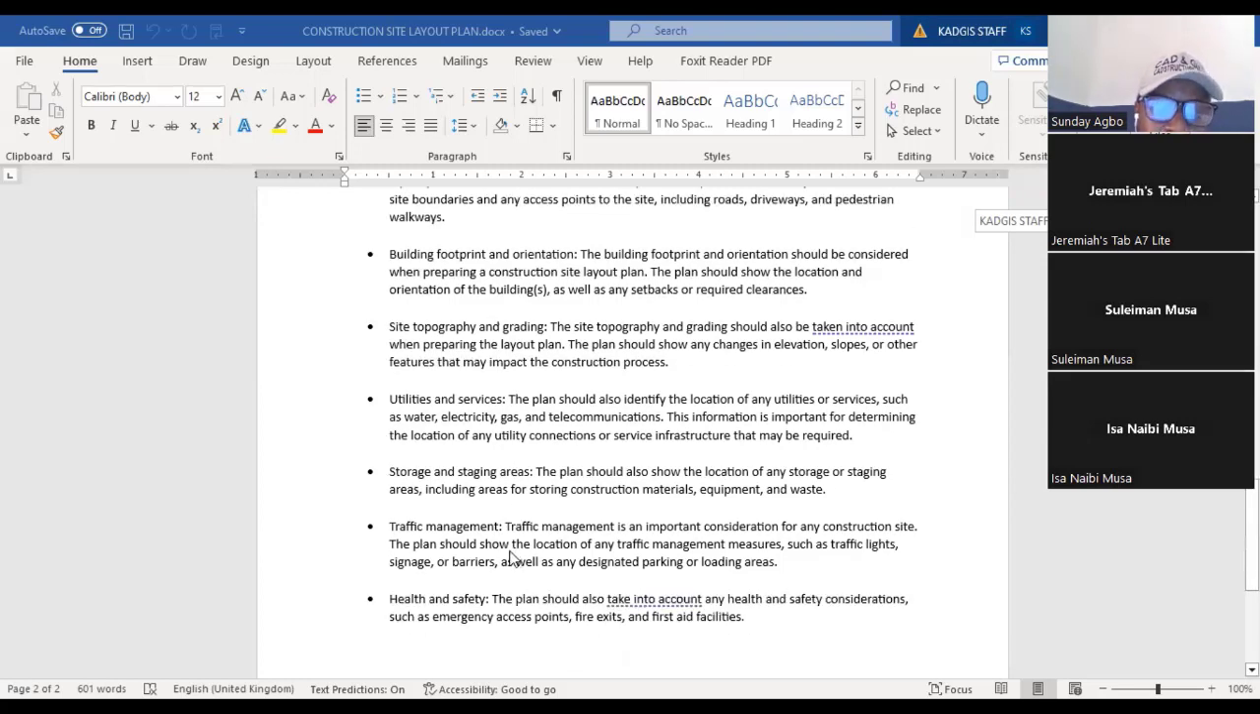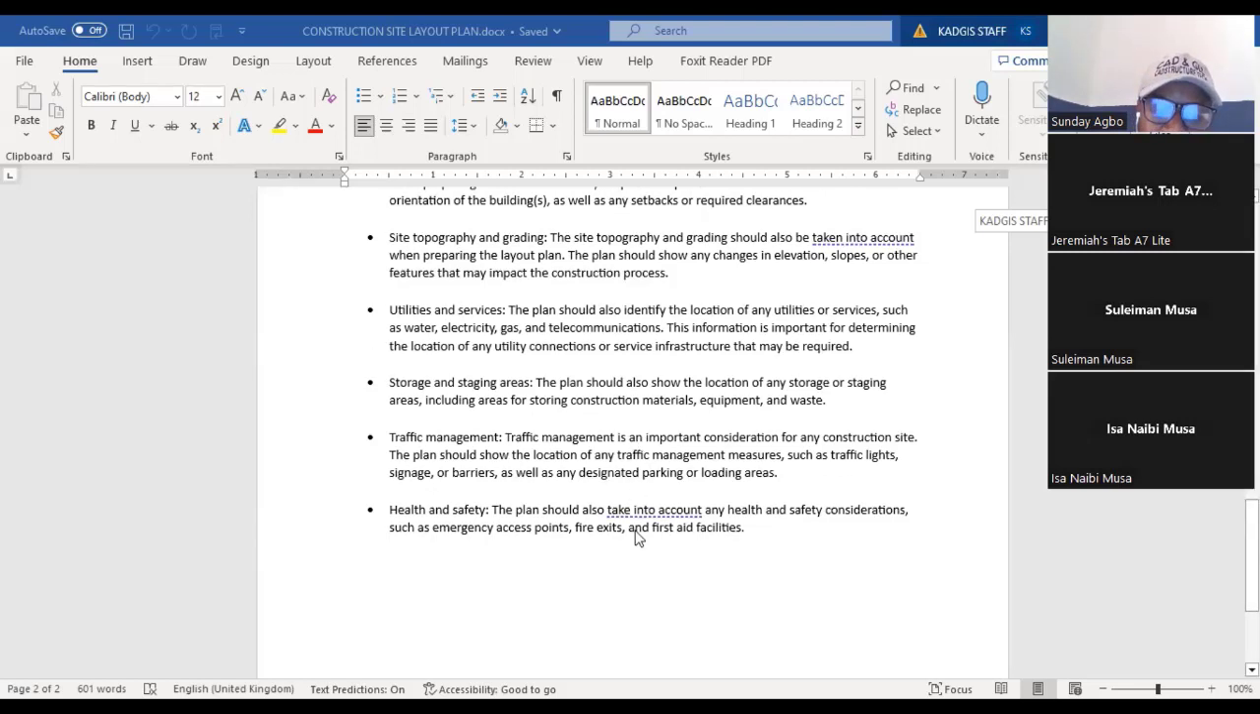Okay, then we'll talk about storage and staging areas. The plan should also show the location of any storage or staging areas, including areas for storing construction materials, equipment, and waste. Traffic management, we also talk about it, should be considered as one of the reasons why we need to do a site layout. And then lastly, health and safety, which is actually very, very important.